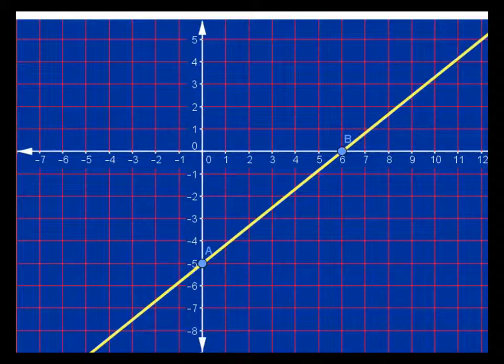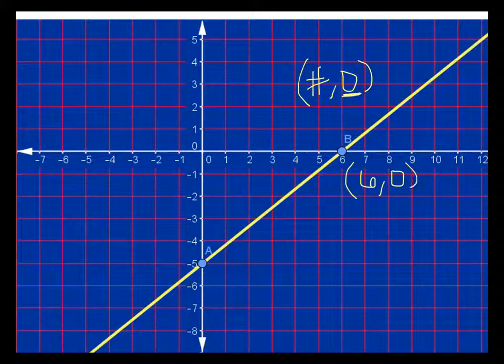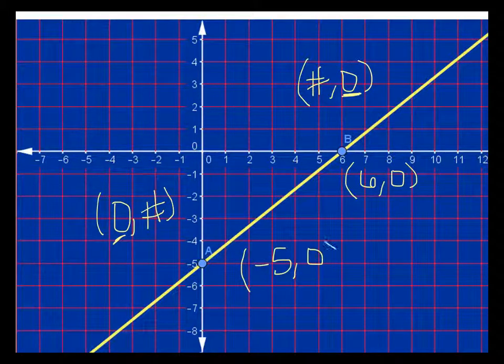An x-intercept will always be a number and then 0. The y-coordinate is always 0. So here, the x-intercept of this line is (6, 0). For a y-intercept, you always have a y-coordinate and the x-coordinate is 0. So you have a number for your y and your x is always 0. So for the point A, the y-intercept is (0, -5).